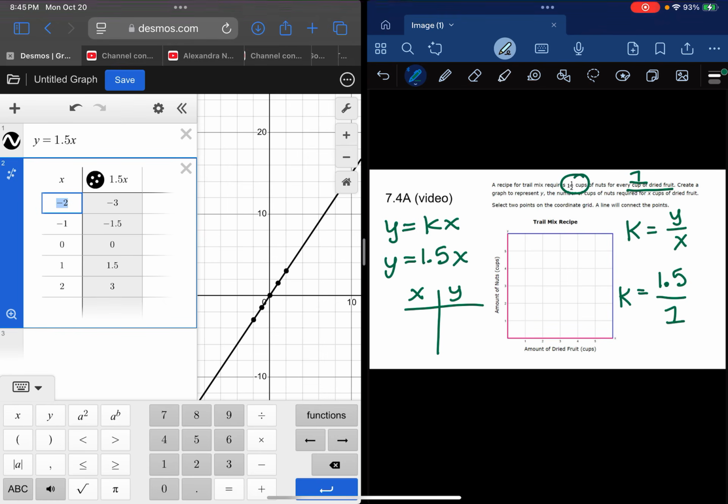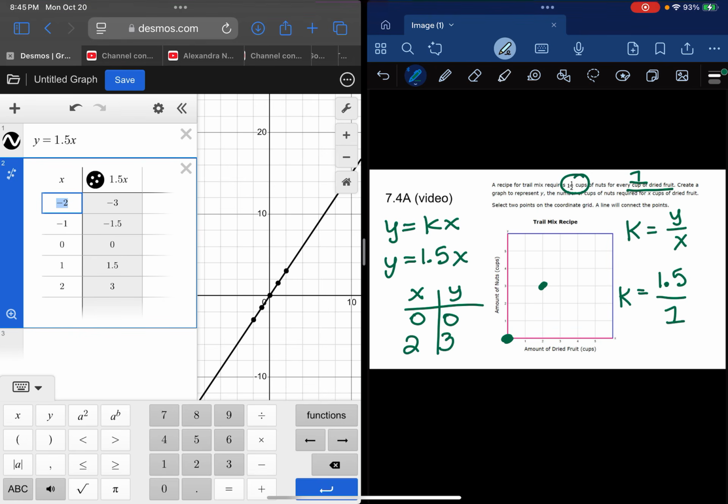are 0, 0, my origin here. This is my origin. And 1 and 1.5 seems okay, but a decimal is a little difficult sometimes. So I'm going to choose 2, 3. That's a much more perfect point.